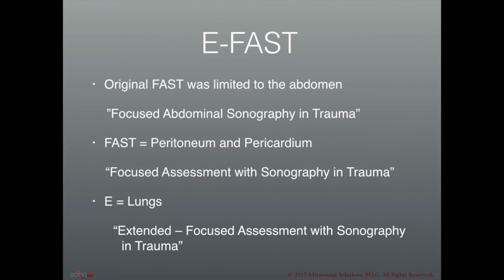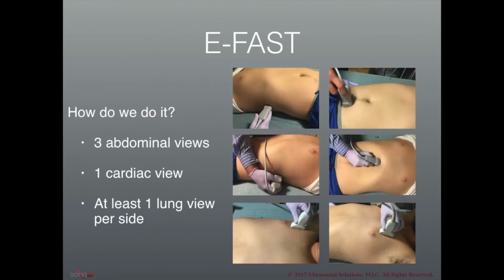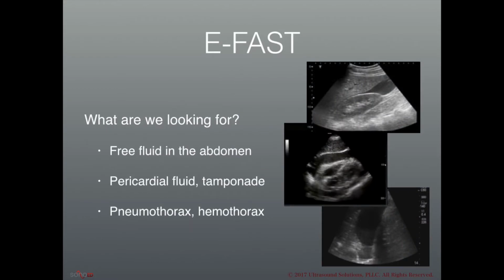And so this is an exam that looks for multiple things in the setting of trauma. To start, we're going to perform multiple abdominal views to assess for free fluid in the peritoneum. We're also going to perform at least one cardiac view and at least one lung view per side. And what are we looking for? Well, in the abdomen or peritoneum, we're looking for free fluid, which is often blood. We're also looking around the heart for fluid in the pericardium, or blood, and evidence of tamponade. And in the chest, we're looking for evidence of pneumothoraces or hemothoraces.